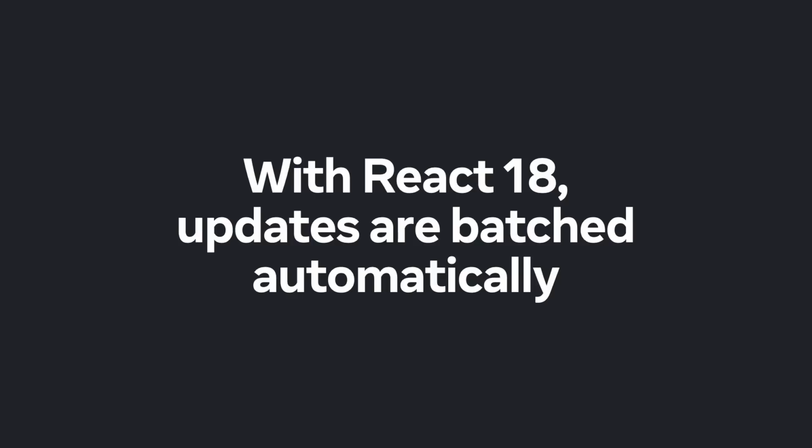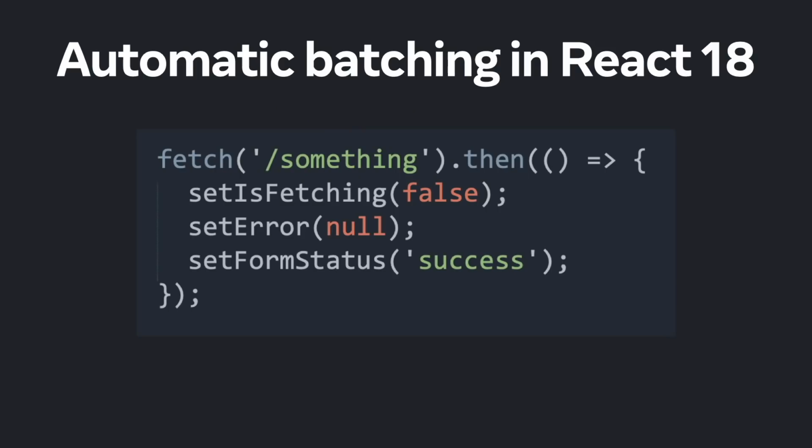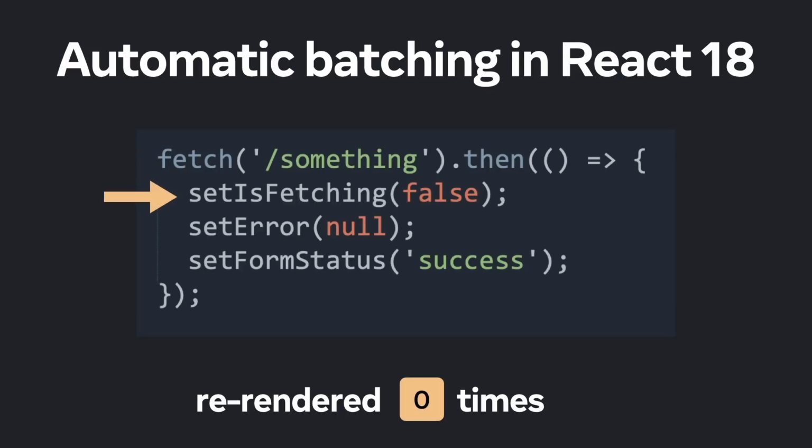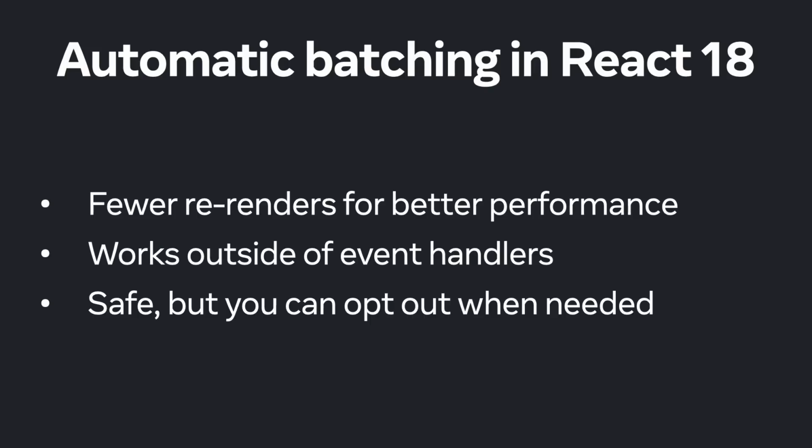And as you can see, when we set state multiple times, it leads to unnecessary re-renders, thereby slowing down our app. Now with React 18, updates are batched automatically, which means that, for example, in this example of a network request calling a fetch function, instead of 3 re-renders, React batches state updates and only re-renders once at the end, improving performance.